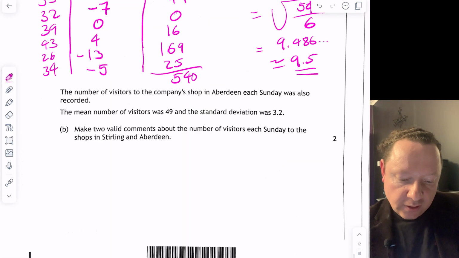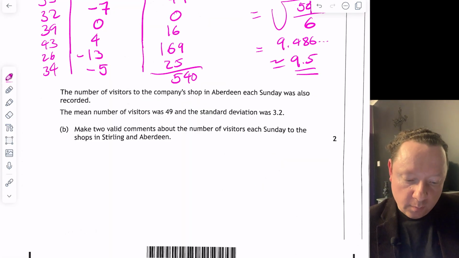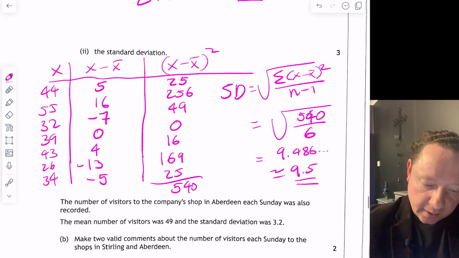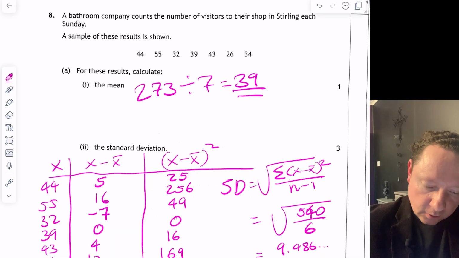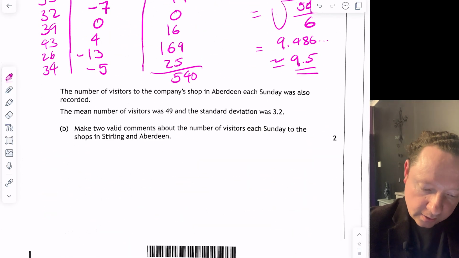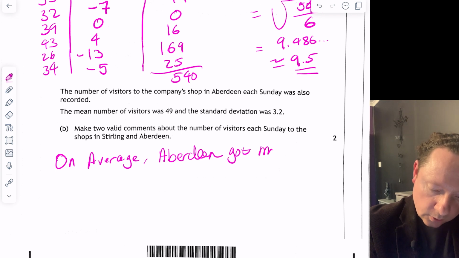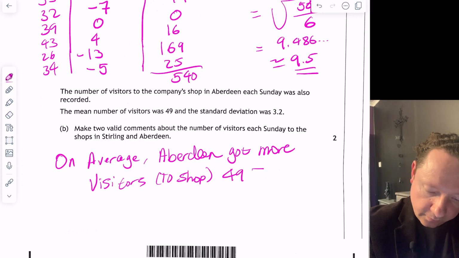And we're done there. As to the company shop in Aberdeen each Sunday was also recorded, the mean is 49, the standard deviation is 3.2, make two valid comparisons. So let's compare the mean. Stirling was 39 and Aberdeen's 49. So on average, Aberdeen got more customers or more visitors to the shop. And that's because 49 is bigger than 39.